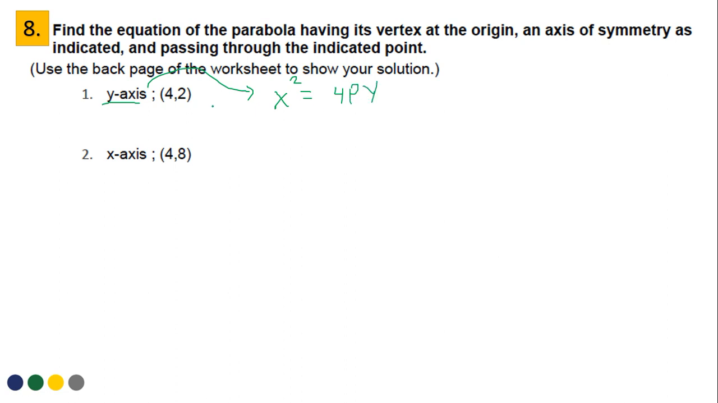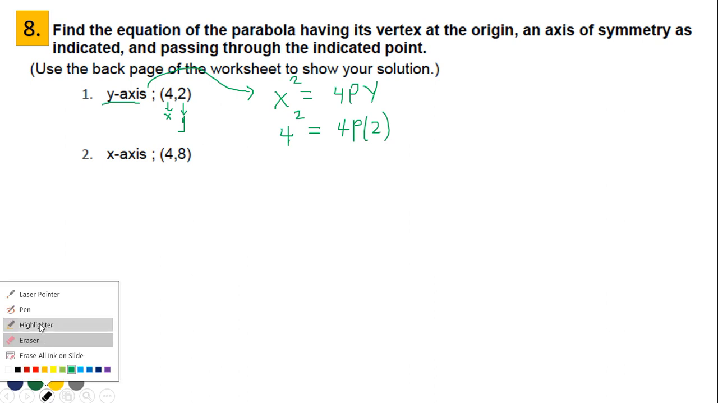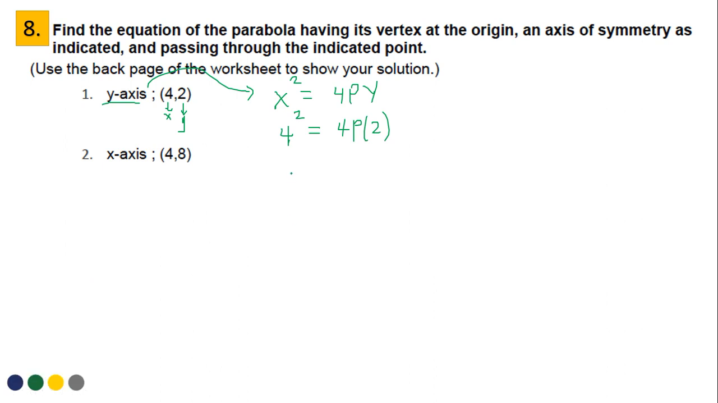Now, what is the value of x and what is the value of y? Is x 4 or 2? The value of x is 4 and the value of y is 2. Now we're going to substitute the data. So x is equal to 4, so replace it right away: 4 raised to 2, then copy the 4, copy the p, and then your y is 2. So what is 4 squared? 4 squared is 16.